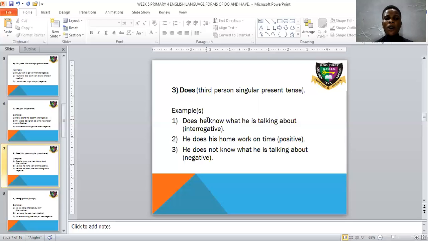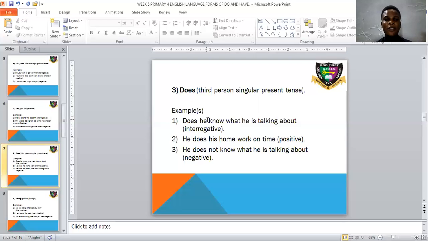So what this is saying is that whenever you see the word does, the first thing that should come to your mind is that does refers to what? To the third person singular. Does refers to the third person singular. That's why we're having examples like he does his own work on time. Probably you are telling someone that your brother does his own work on time. So the person you are talking to is the second person.